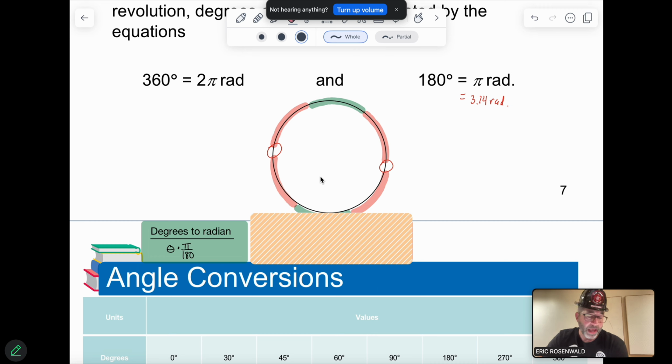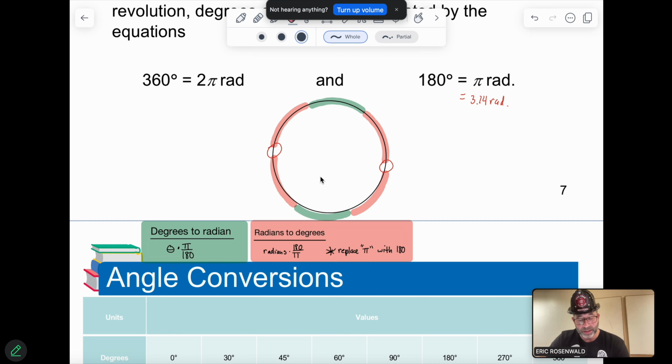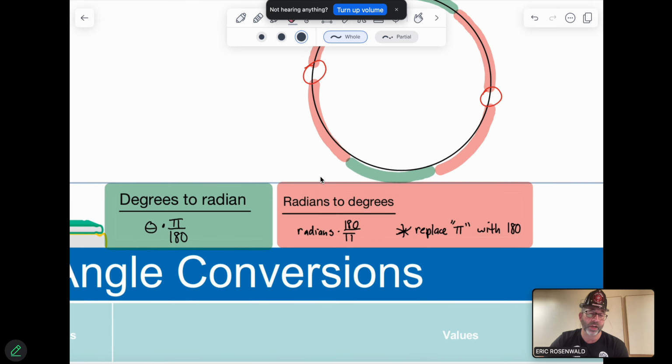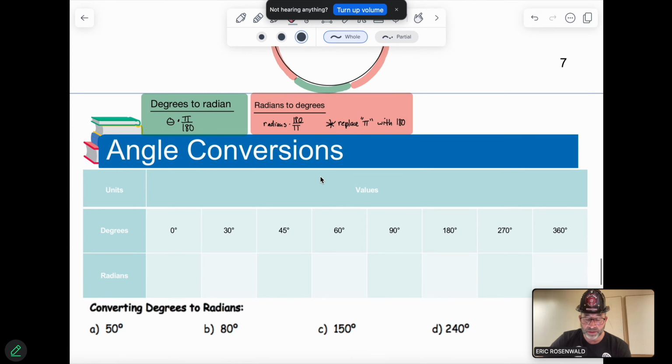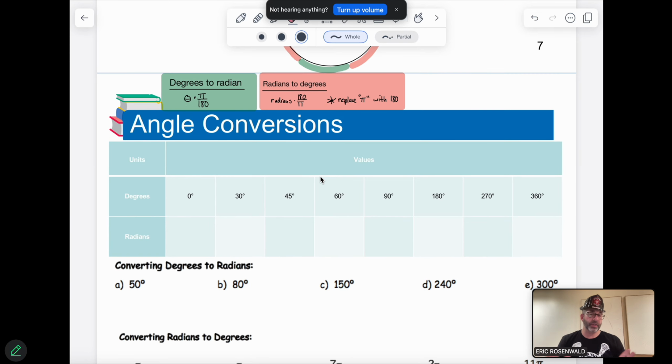Okay? And then to get from radians to degrees, basically you take whatever the radian is and multiply it by 180 over pi, which is the same thing as taking your pi and just replacing it with 180. What are we talking about here? Well, let's see these in action so we can wrap our minds around this, okay?